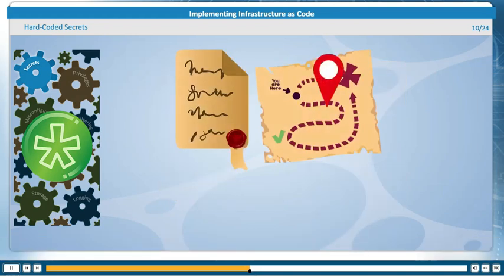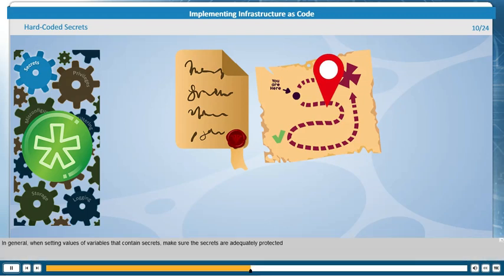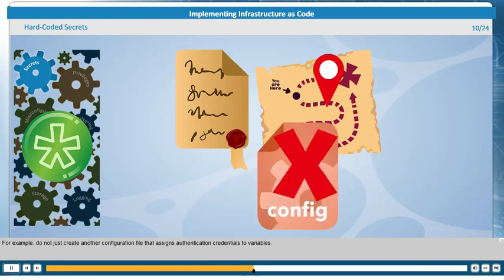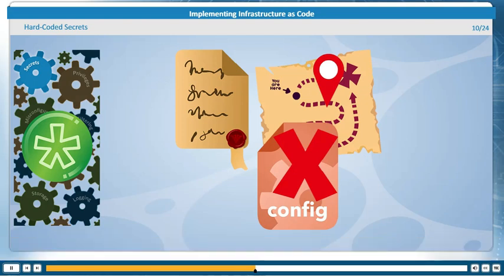In general, when setting values of variables that contain secrets, make sure the secrets are adequately protected according to your organization's policies, rather than simply shifting the hard-coded secrets vulnerability to another location. For example, do not just create another configuration file that assigns authentication credentials to variables.